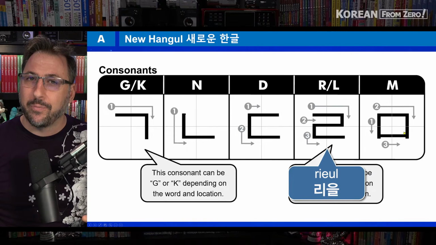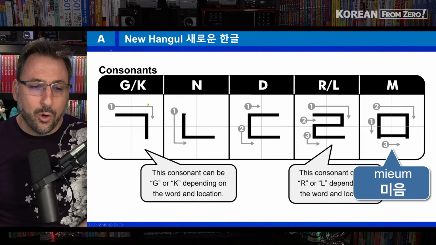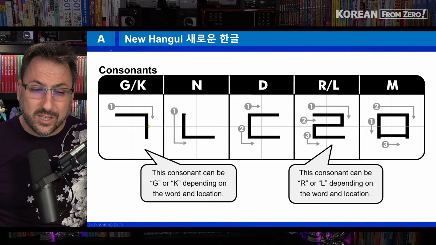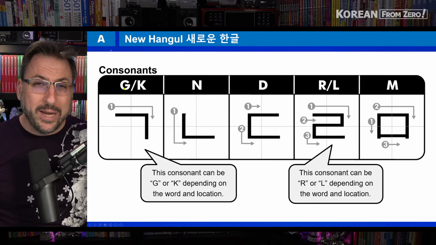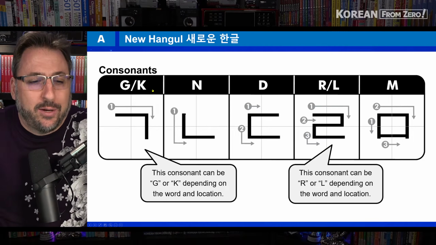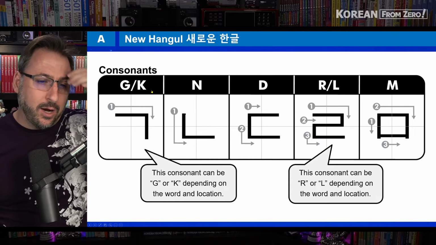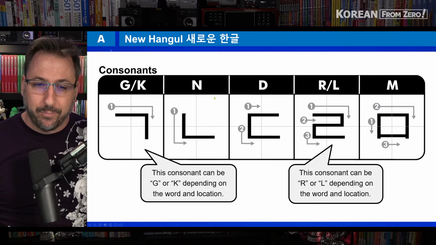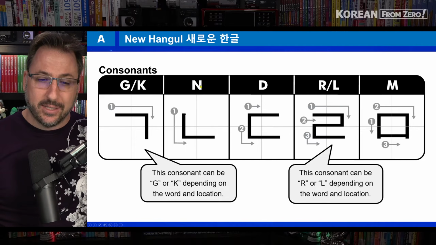리을, 미음. All right. So without me clicking these sounds, this symbol here will either be a G sound or a K sound. I will explain when they are that. Okay. There's actually a pretty decent rule, but it's going to be either G or K depending on the placement in the word.